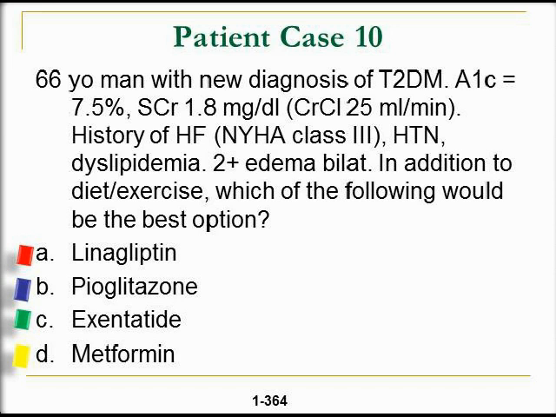Patient case 10. I have a newly diagnosed patient with an A1C of 7.5. The creatinine is quite high at 1.8. The creatinine clearance is quite low at 25. They have class 3 heart failure. They have high blood pressure. They have dyslipidemia and bilateral edema. What's the best option for this patient? Is it the DPP-4 inhibitor linagliptin, the TZD pioglitazone, the GLP-1 agonist exenatide, or metformin, the one and only biguanide?